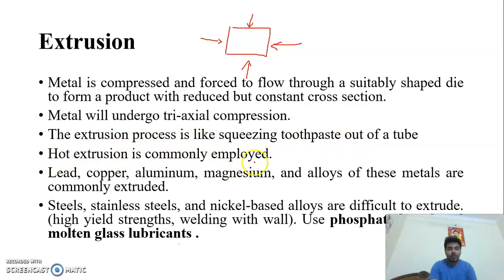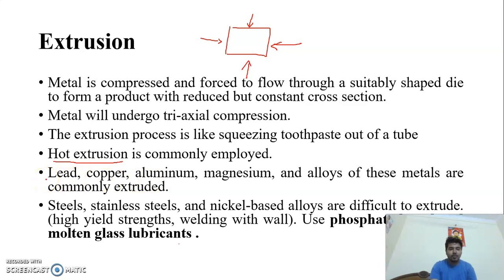Hot extrusion is commonly employed. There are two types of processes: one is hot working and the other is cold working. The hot working process is hot extrusion, and the cold working process is cold extrusion. I will discuss both hot extrusion and cold extrusion in this slide.